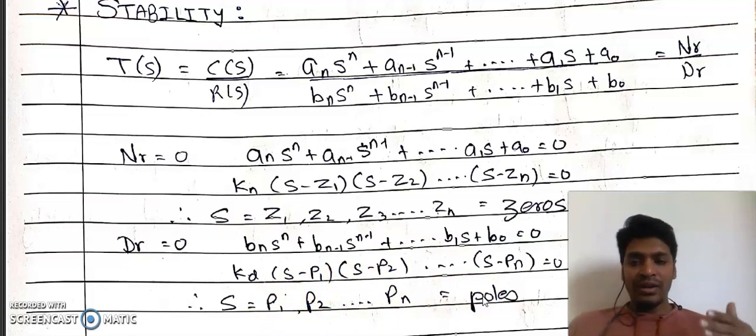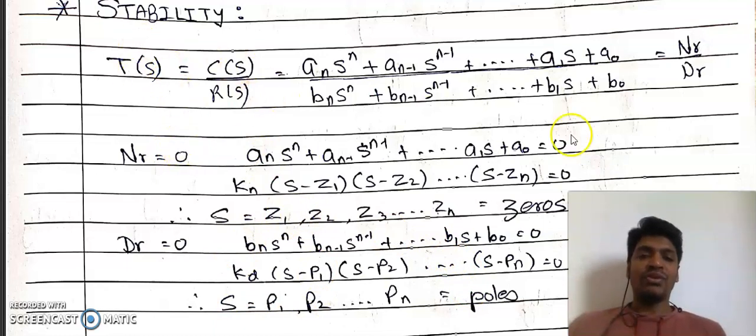So are you clear what are zeros and what are poles? Zeros are the values which, if you substitute in the transfer function, make the transfer function 0, or the numerator become 0. And the values for which the denominator of the transfer function becomes 0 are called your poles, right? So basically all this stability concept depends on the poles, right? Now this is one part. I hope that zeros and poles are clear to you.